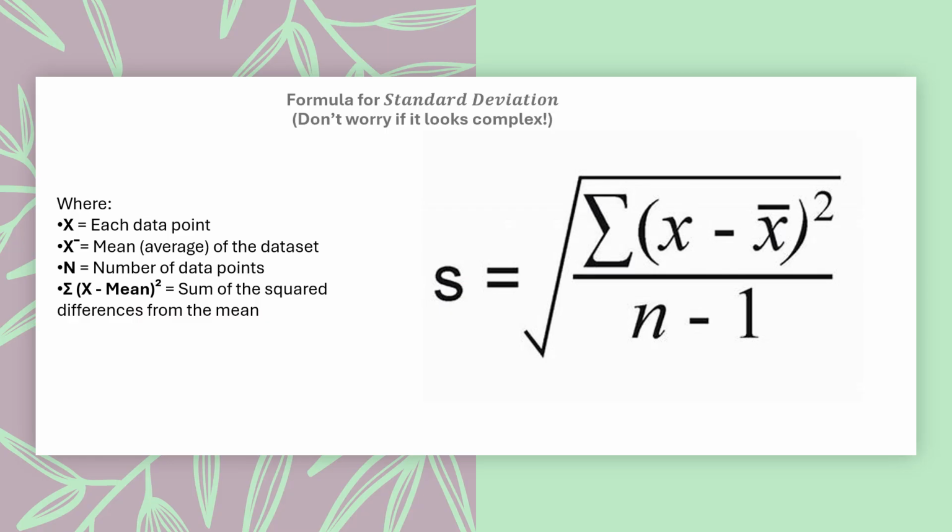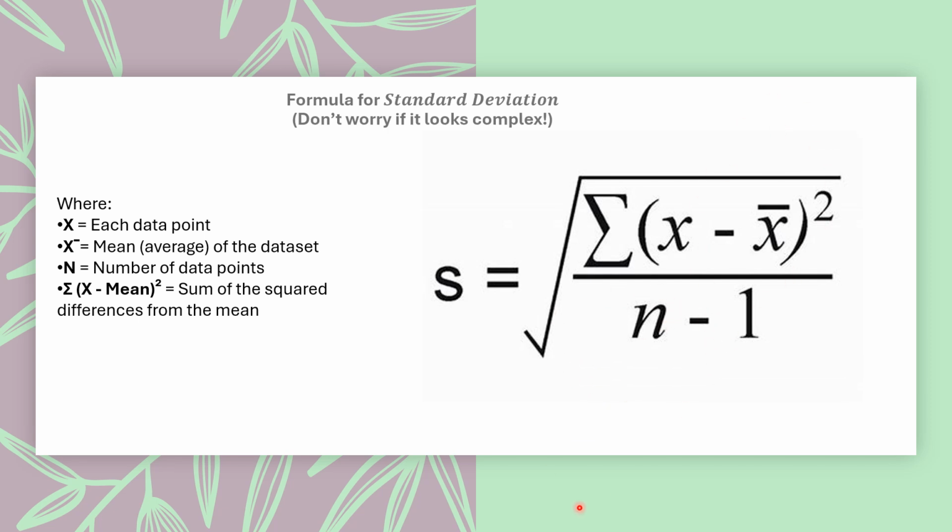This is the formula for standard deviation. And I know it looks very complex, but don't be afraid. It's very simple. See, X here means each data point. If you can see my pointer, this X means each data point. This is X bar, which means the average of the data set.